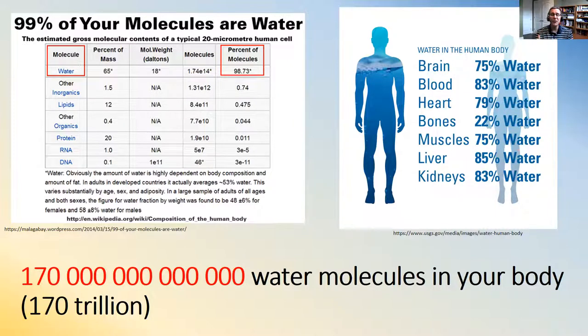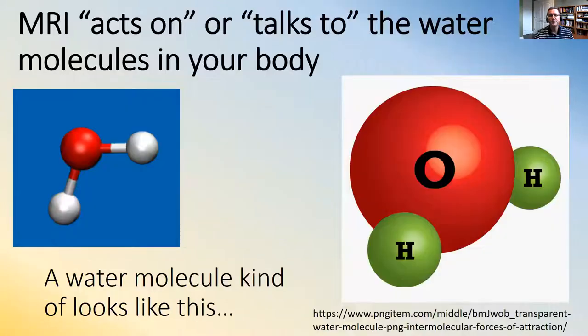In fact, we can make an estimate of how much water is inside of you. And what we wind up with is 170,000,000,000,000,000,000 water molecules in your body. That's 170 trillion water molecules in the body. That is a lot of water molecules. And that's important because MRI is going to be working on all of those water molecules. So we've specifically chosen it to act on water because there's so much water inside of you. That's why we do it.